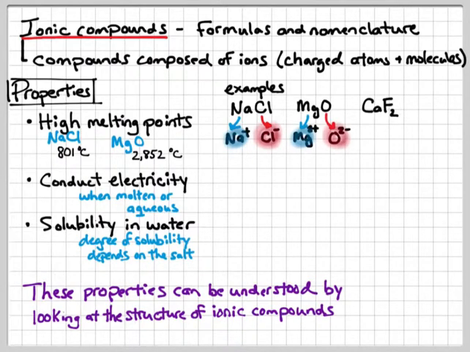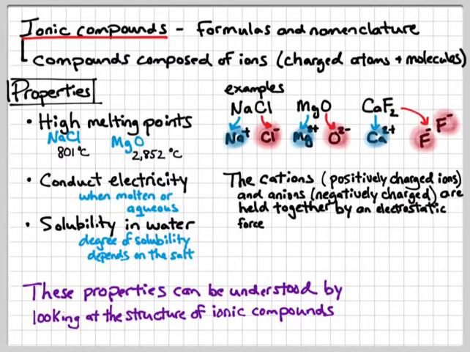Magnesium oxide is composed of Mg2+ magnesium ions and oxide O2-, and then calcium fluoride. That structure refers to a 2+ calcium, so 2 electrons removed from calcium to form Ca2+, and 2 fluoride ions, each carrying a -1 charge. The positively charged ions are called cations. The negatively charged ions are called anions.